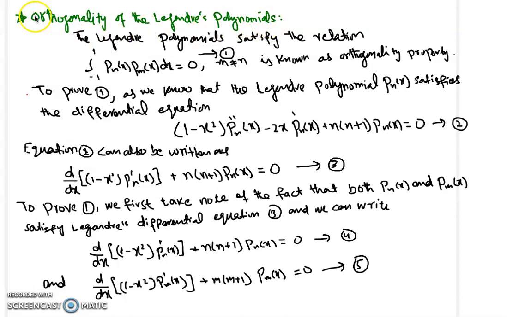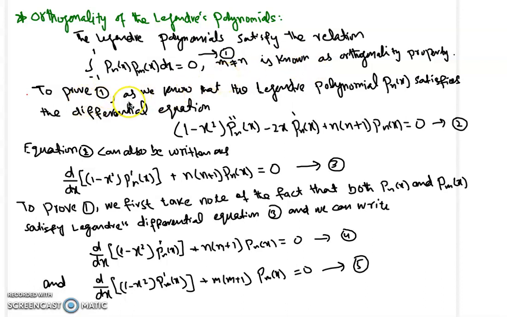In today's lecture, I would like to discuss the orthogonality of the Legendre polynomials. The Legendre polynomials satisfy a relation of the type: the integral from -1 to 1 of Pn(x) Pm(x) dx equals 0, where m and n are not equal to each other. This kind of relation is called the orthogonality property.